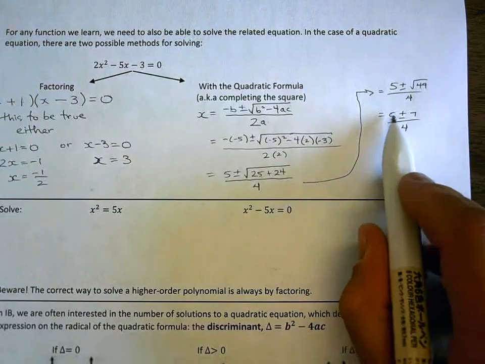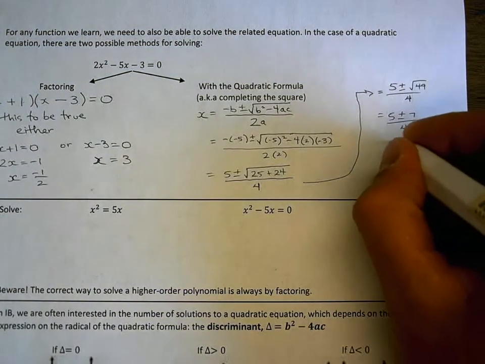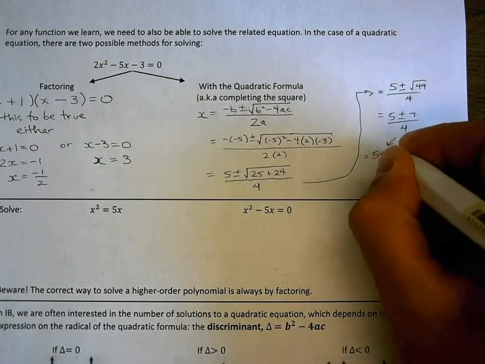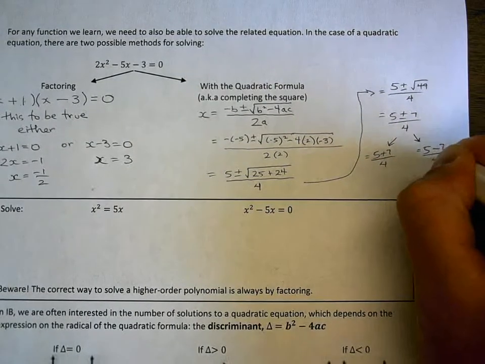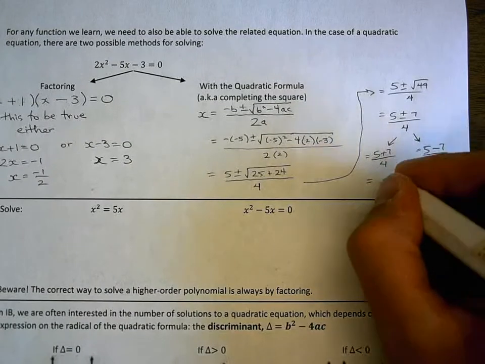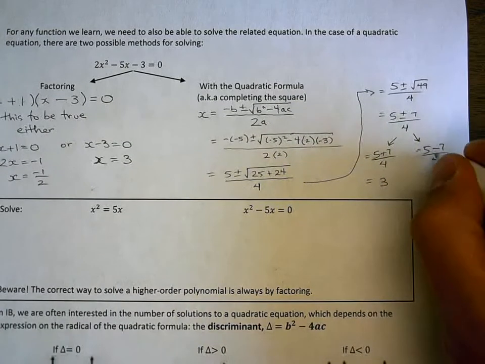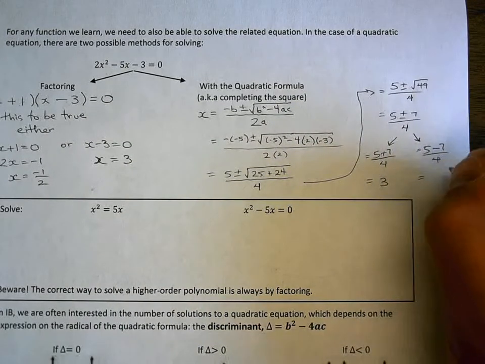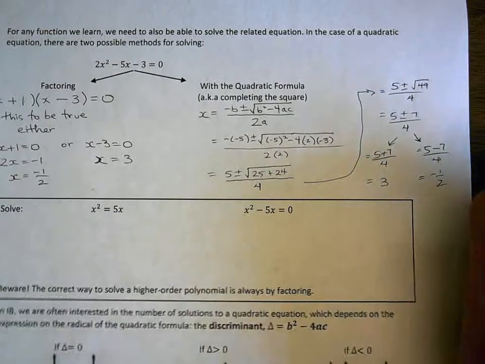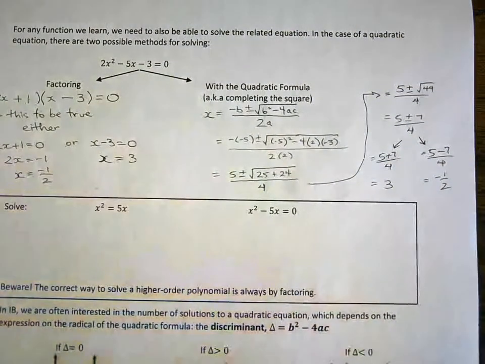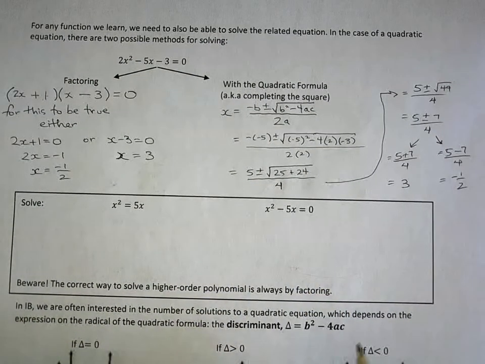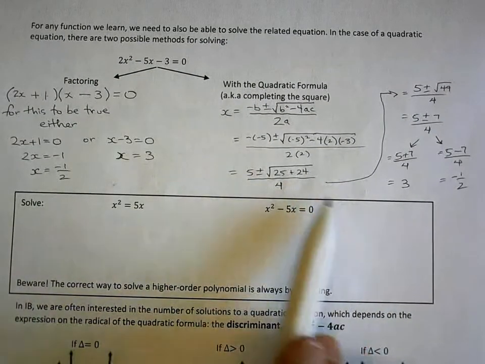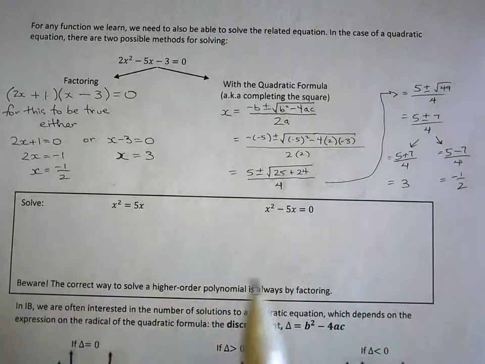Okay, so 5 plus 7, well, let's show you that. 5 plus 7 over 4, or 5 minus 7 over 4. So that's 12 divided by 4, which is 3, or negative 2 over 4, which is negative half. So you get the same answer. It's a lot longer process to do that. A large part of IB is going to be your time management on the exam. So note the time that was wasted here. But we still got the right answer.